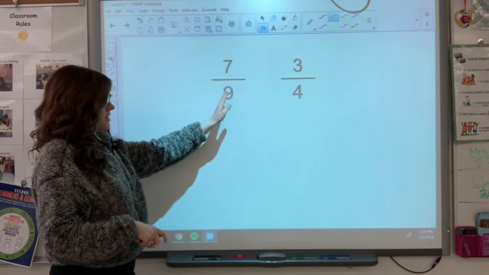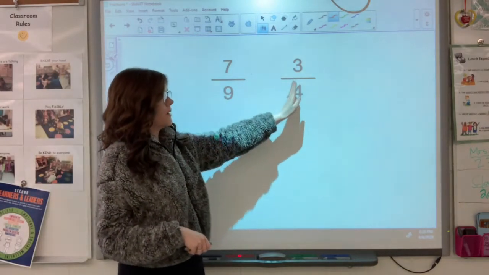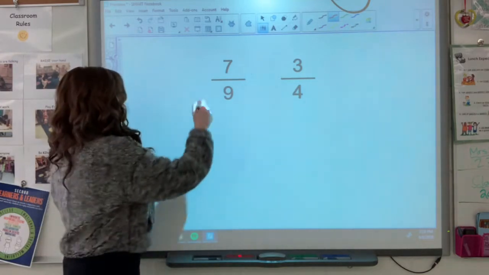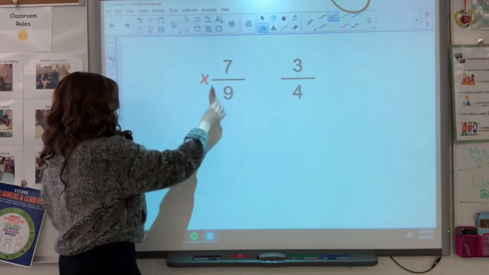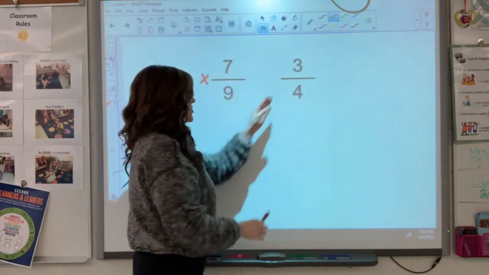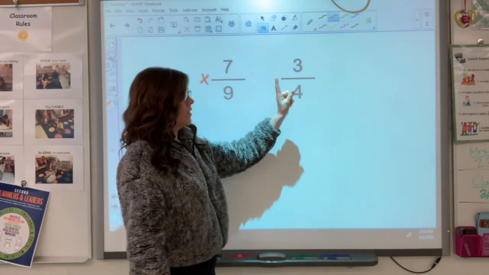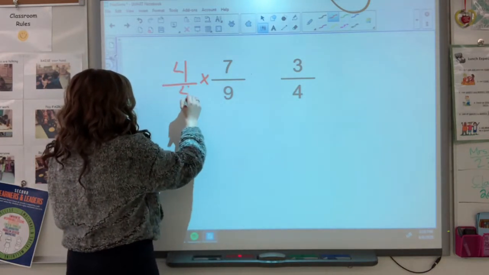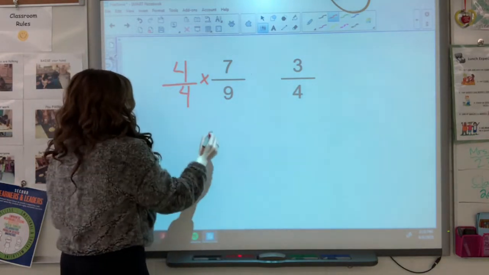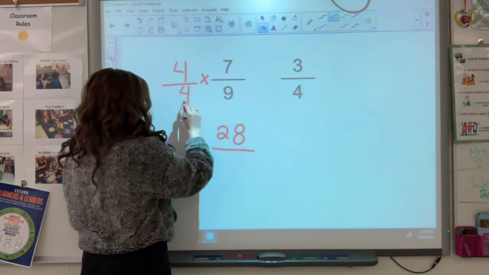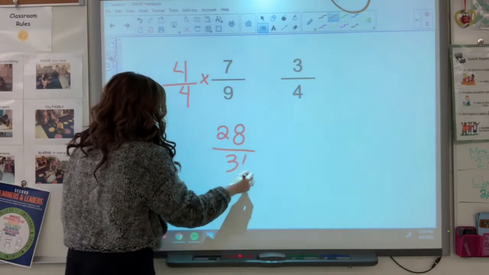Now let's go ahead and do one more example. We have 7/9 and we have 3/4. So remember, whatever we do to the numerator, we have to do to the denominator. So for 7/9, I'm going to look at my other fraction I'm comparing it to, 3/4. If I were to change 3/4 into one whole, it would be 4/4. So I'm now going to multiply 7/9 by 4/4. So I have 4 times 7, which is 28, and 4 times 9, which is 36.